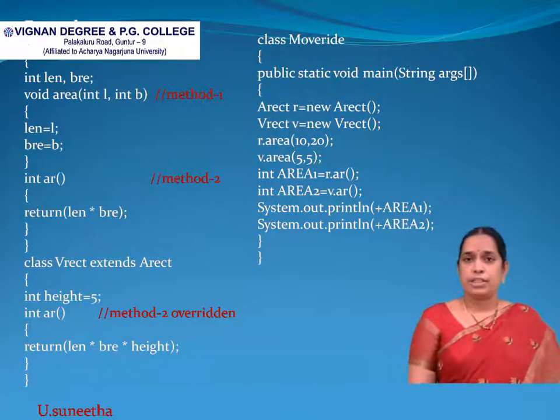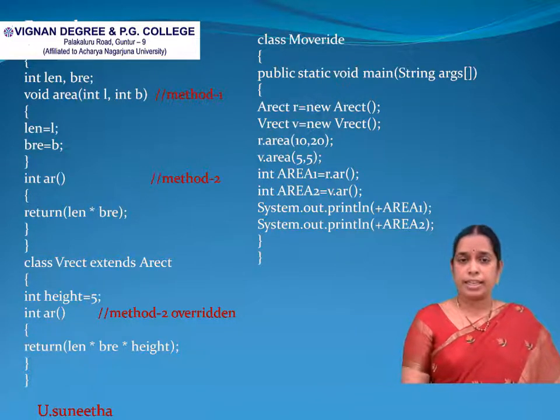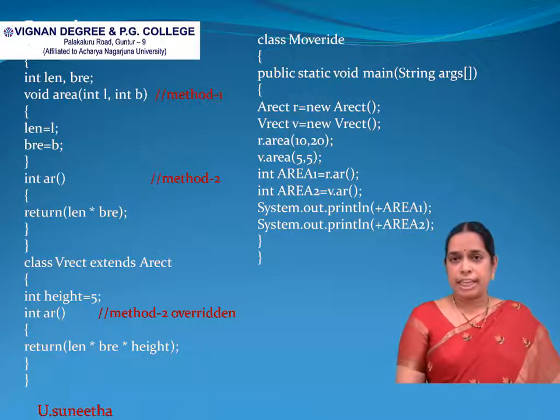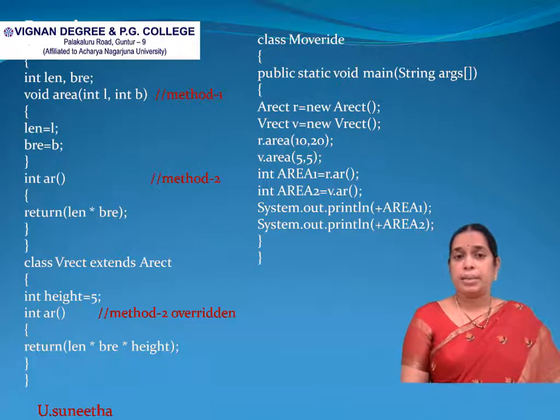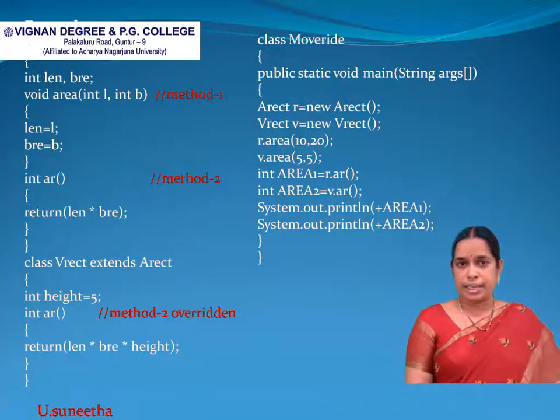Now moving on to the second class, that is vrect. It has its own variable height, and it also has the same method int ar. The first class has the int ar method, and this class also has the int ar method, but it has its own body now. And finally the second class has been closed.